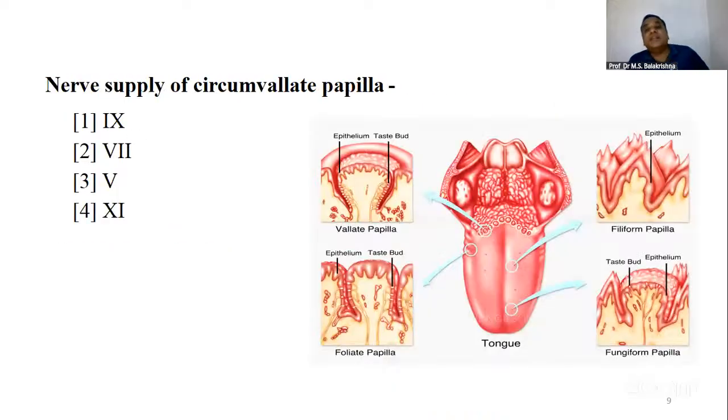Nerve supply of circumvallate papillae. Very, very, very important, I told you. So basically it is your glossopharyngeal nerve. So glossopharyngeal nerve is your 9th cranial nerve, right? So it's the 9th glossopharyngeal nerve. Just now we have discussed this.